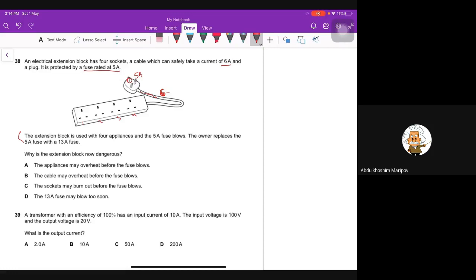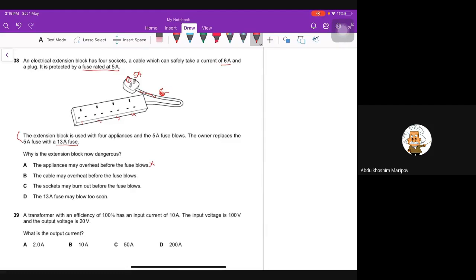So the extension block is used with the 4 appliances and a 5 A fuse. The owner replaces the 5 A fuse with a 13 A fuse. Oh, this is not good. So the owner replaced it with 13 ampere. Why is the extension block now dangerous? The cable will warm up, guys. So the appliances may overheat. Not the appliance, we don't care about the appliance. We care about the cable here. The cable may overheat. Exactly. Before the fuse burns out, this may melt the cable.